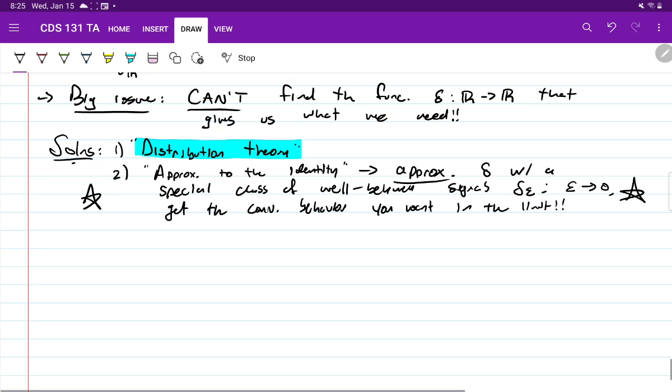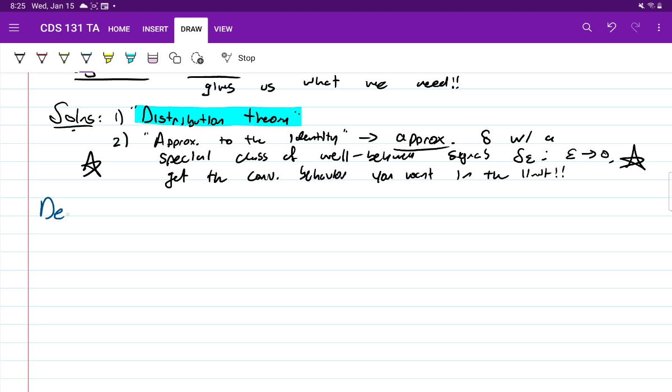Okay, so it turns out the kind of distribution that we need is called a Dirac delta distribution. So let me give you an informal definition of the Dirac delta as a distribution, okay? This is not a function. So definition, which is informal.